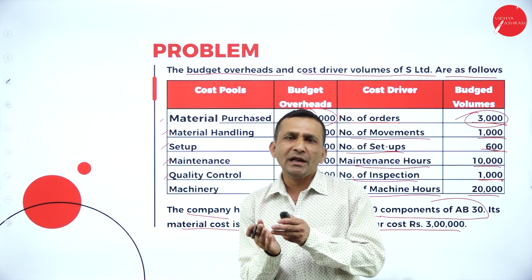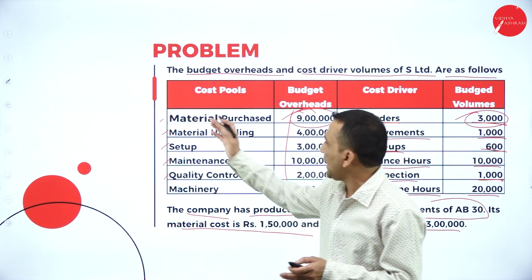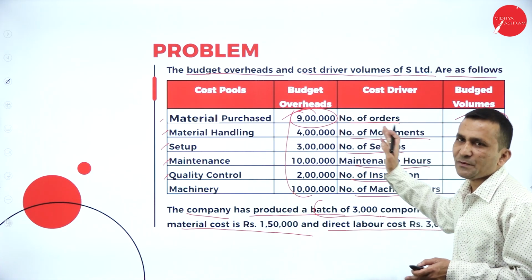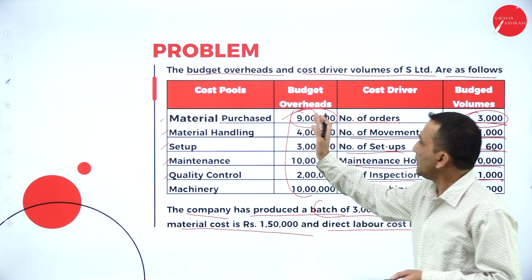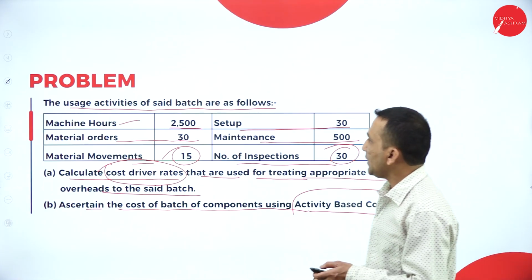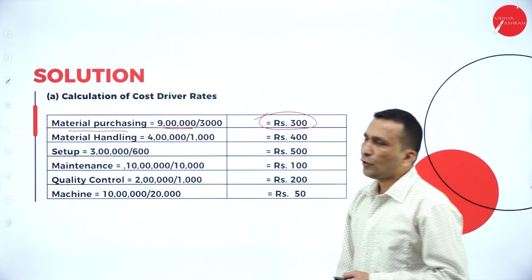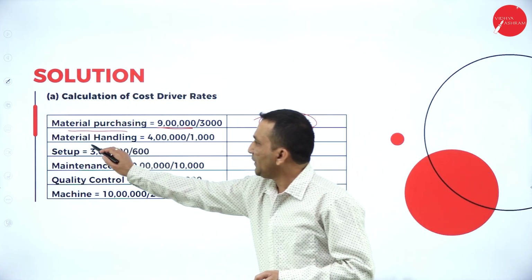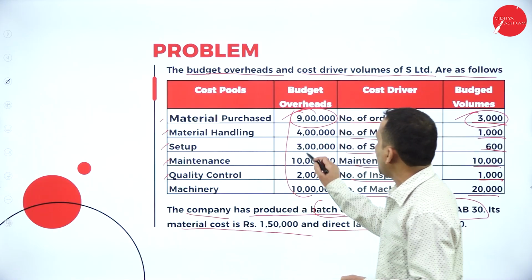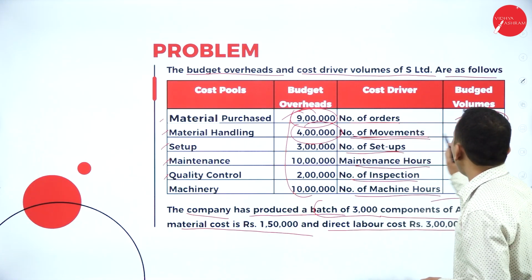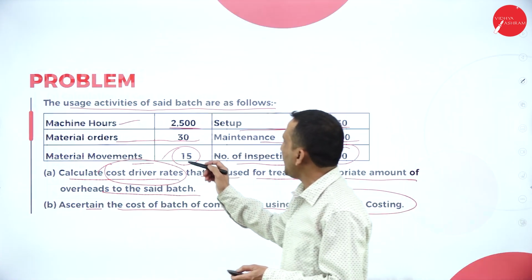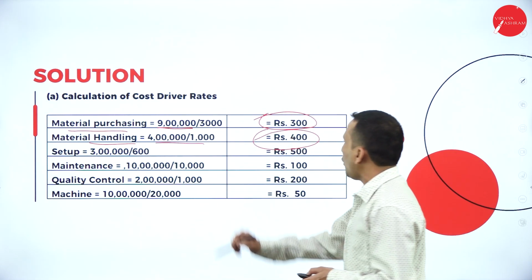You can apply the formula directly, as the information is very transparent: the value divided by the number of orders. Here 9 lakhs divided by 3,000, the rate we get is rupees 300. Again, the material handling value is given in the question, 4 lakh. The number of movements is 1,000. 4 lakh divided by 1,000, we get rupees 400.